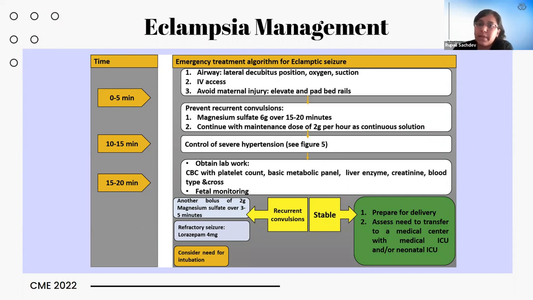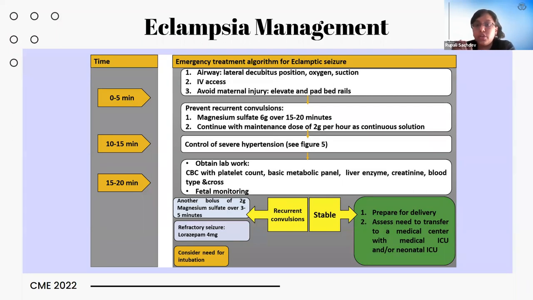So how do you manage an eclamptic patient? Again, airway, A, B, C, D, E. In any emergency, you always start there. So you want to maintain their airway. You put them in lateral decubitus, you give them oxygen and you suction. You will insert IV lines, two large bore IVs, and you have to avoid maternal injury. Again, as we saw in the emergency medicine lecture, seizure patients are very prone to injuring themselves. So you'll elevate the bed railings. You might have to tie their hands and feet and things like that. You also have to give them mouth guards because they might bite off their tongue, things like that.